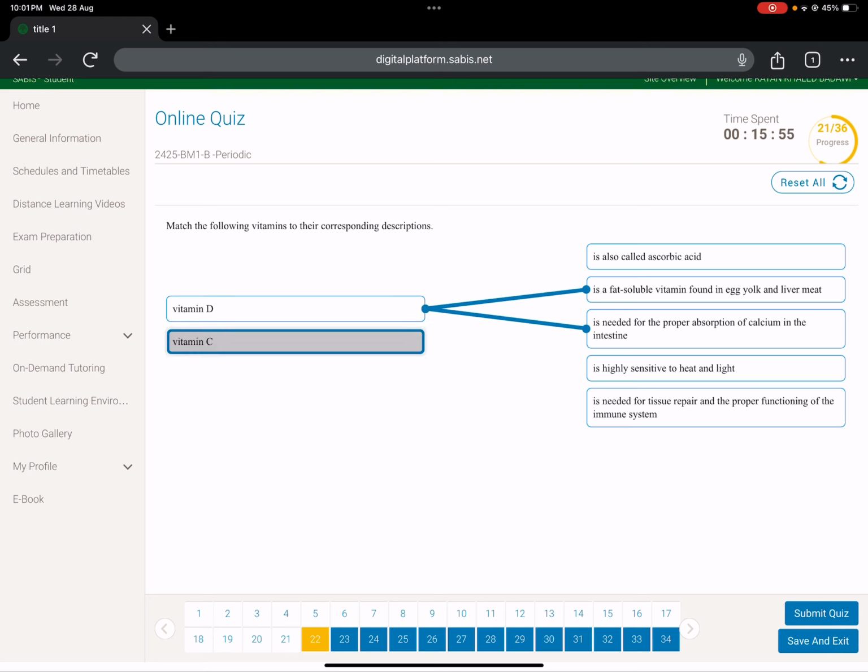Now, vitamin C, we can also call it ascorbic acid. It is sensitive to heat and light, and it is needed for tissue repair and the proper functioning of the immune system. That's why sometimes when people have a flu, they drink vitamin C because it gives them energy, because it supports the immune system in fighting diseases.